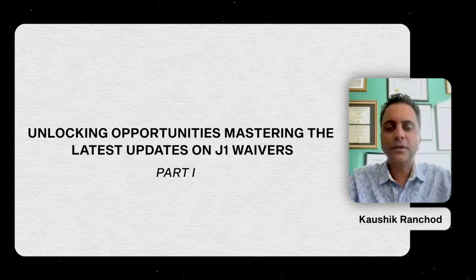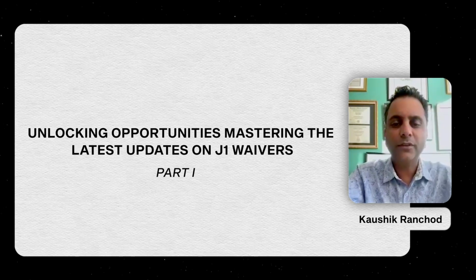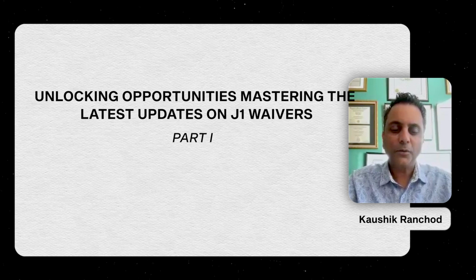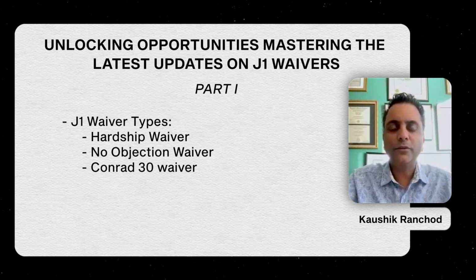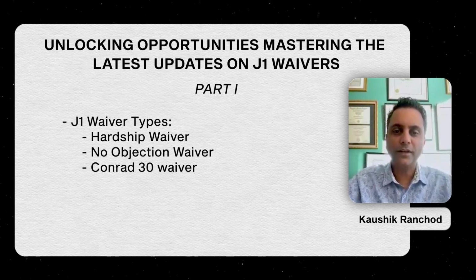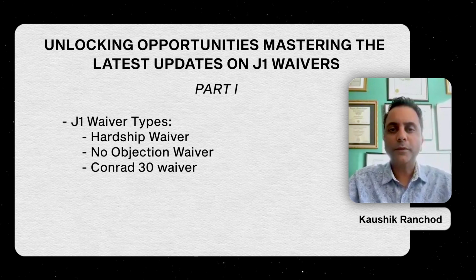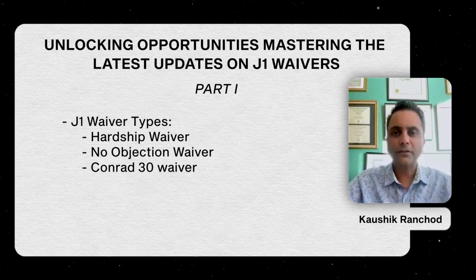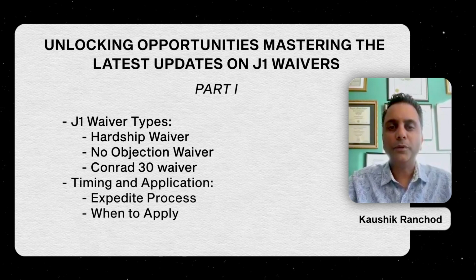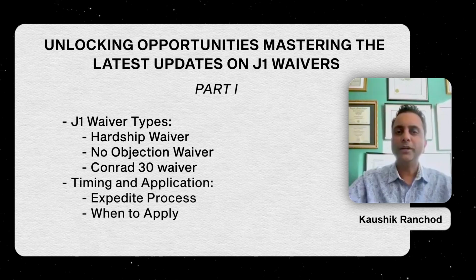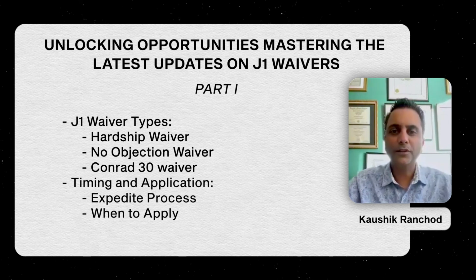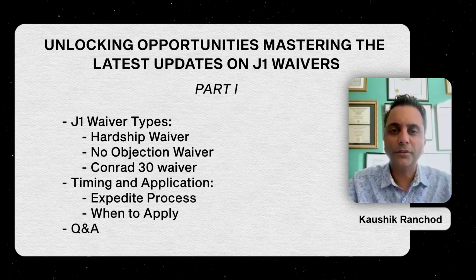Today, we're just going to do a full overview of J1 waivers, and then we'll go into question and answers. There's a variety of different types of J1 waivers. We're going to focus on the hardship waiver and the no objection waivers and talk a little bit about the Conrad 30 waiver. Then we're going to talk about timing. We're going to go into the expedite process and when you should apply. Those are some common questions that we get, and then we'll open it up to Q&A.